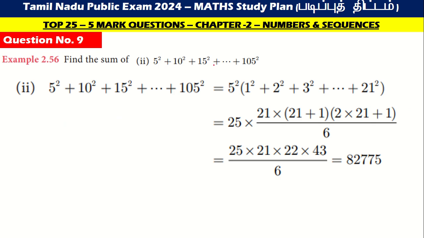So 5, 10, 15 plus up to 105. So taking 5 common, 1, 2, 3, 4, 5. So the formula is n into n plus 1 into 2n plus 1 by 6.